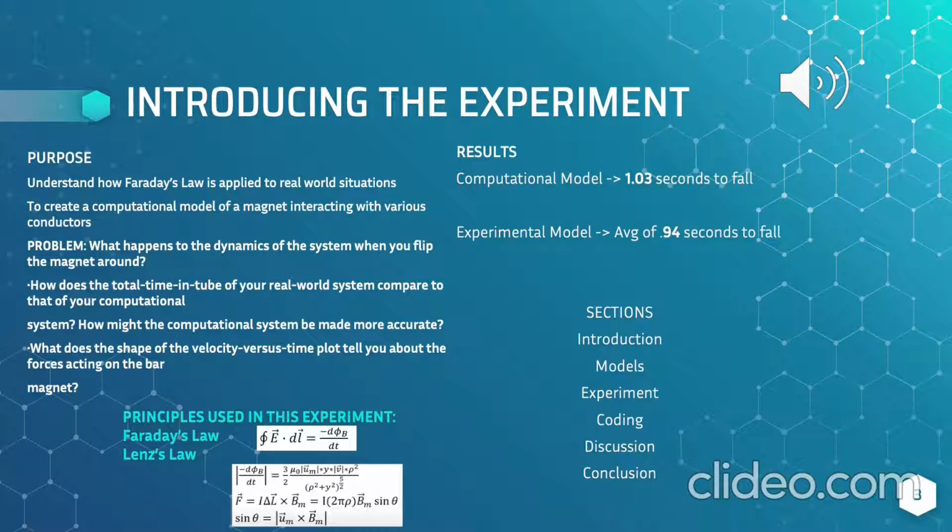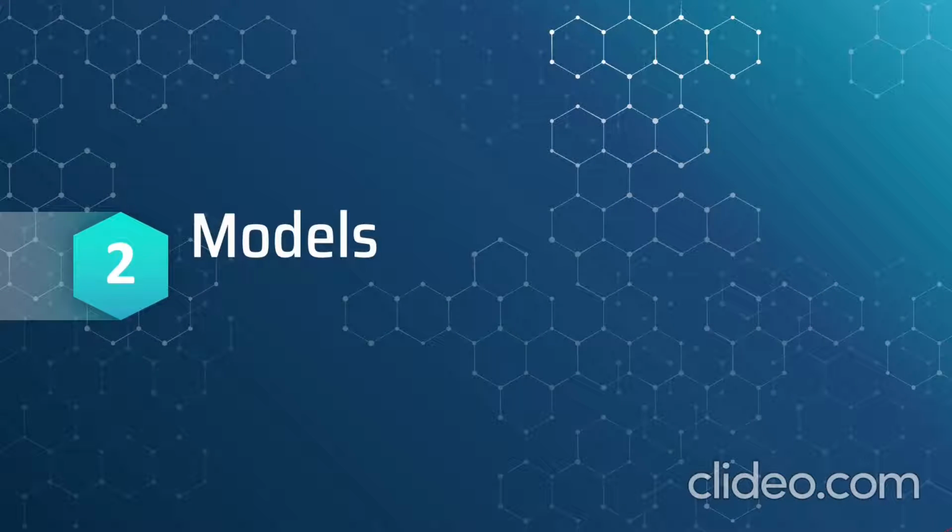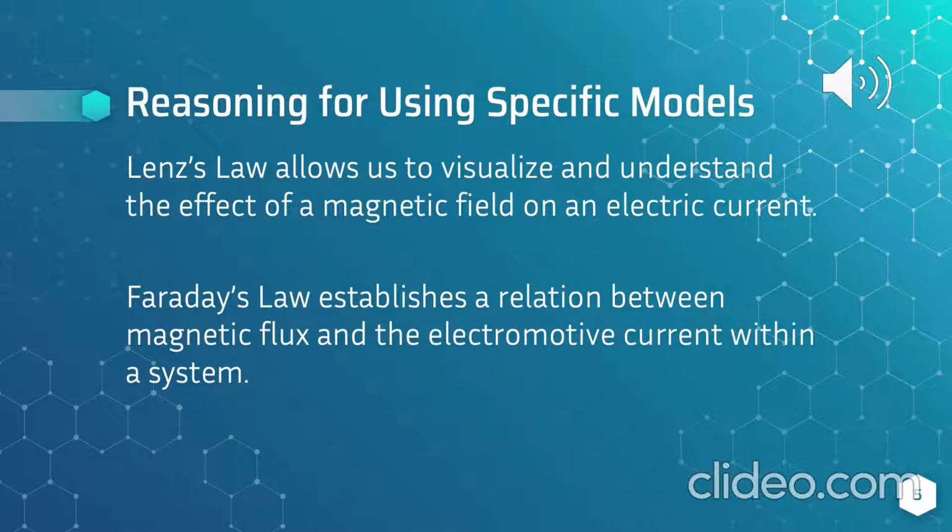The physics principles used in this experiment are Faraday's law, which is the integral of E times dl, and the variations of Lenz's law as I have pictured below. A brief rundown of the results is that the computational model took roughly 1.03 seconds to fall, while the experimental model had an average of 0.94 seconds to fall. Lenz's law allows us to visualize and understand the effect of a magnetic field on an electric current, and Faraday's law establishes a relation between magnetic flux and electromotive force, and this is why these specific models were used in this experiment.